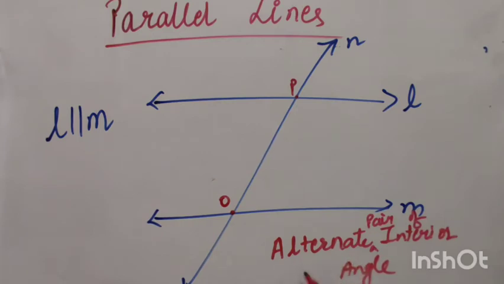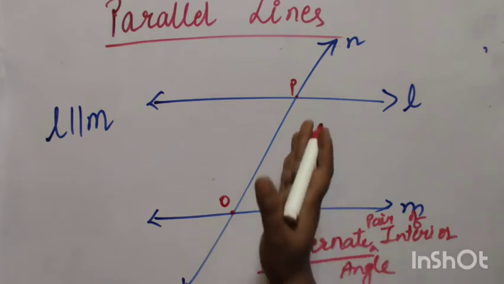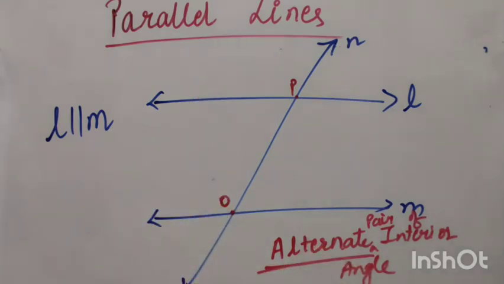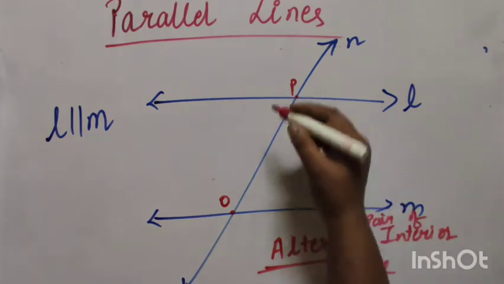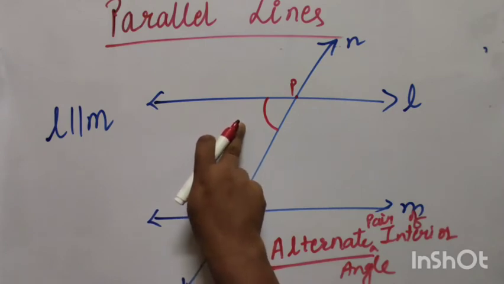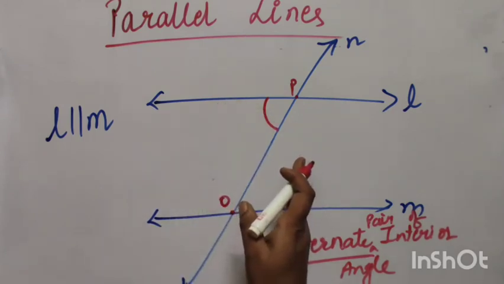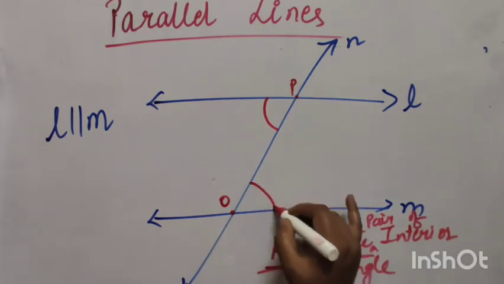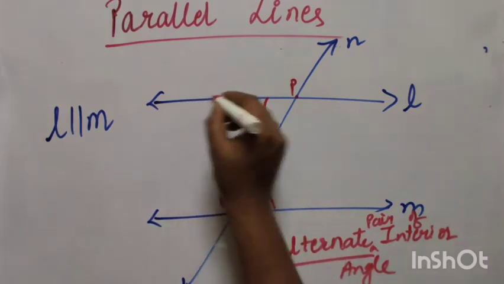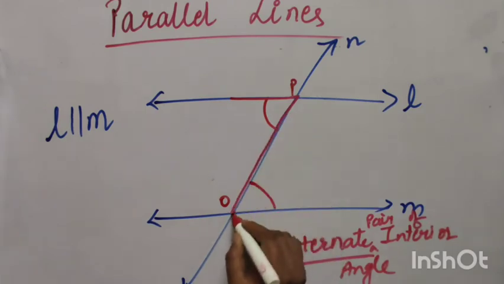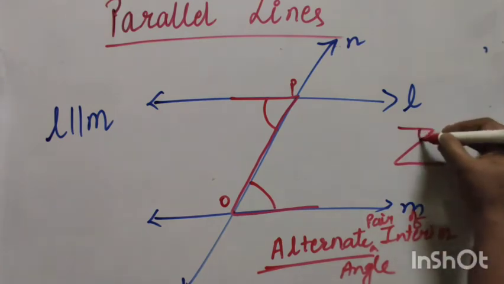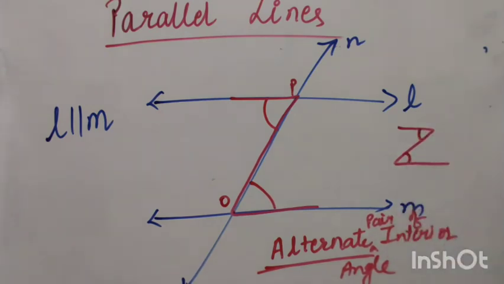So the trick to learn the alternate pair is that one is at the right side of the transversal and another will be at the left side of the transversal. Right? So here I can show you, if I am talking about this angle, its alternate pair will be at the other side of the transversal, but not here, but down on the same side of the transversal. And the trick to learn that, you can see these angles will form a shape like Z. Right? So the angles inside the Z are known as the alternate pair of angles.